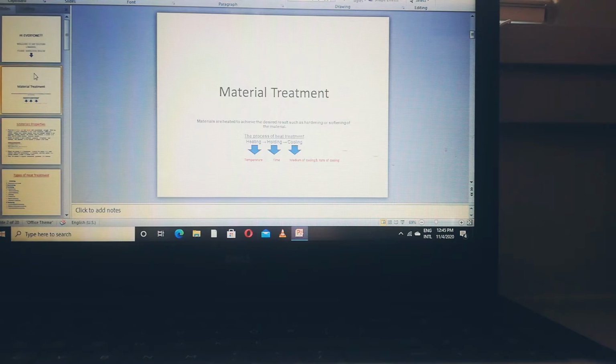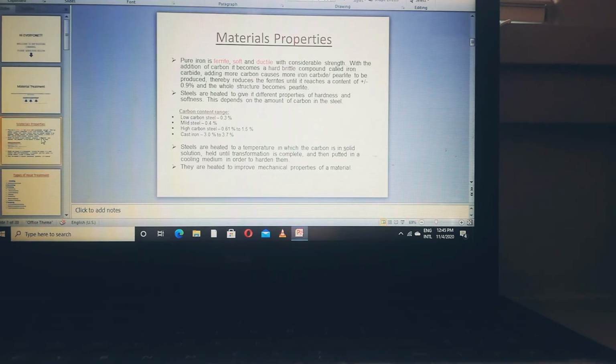On the heating process, we are going to be looking at the temperatures each heat treatment uses, the time a material is held, and the medium and rate of cooling of a material. Firstly, let us look at the material properties so that we can know which materials undergo a certain type of heat treatment and why.